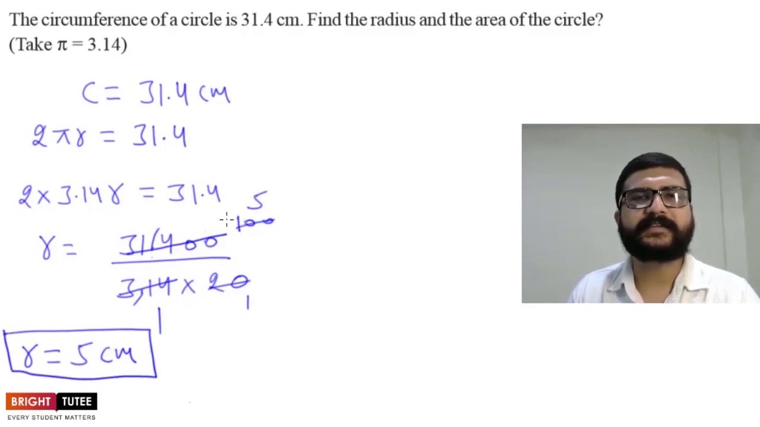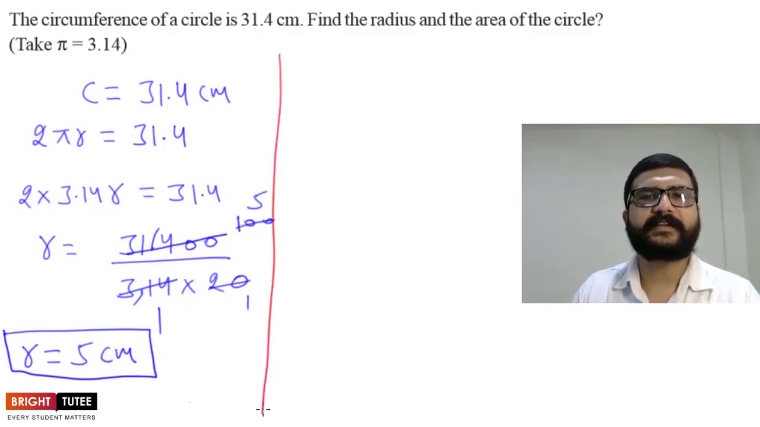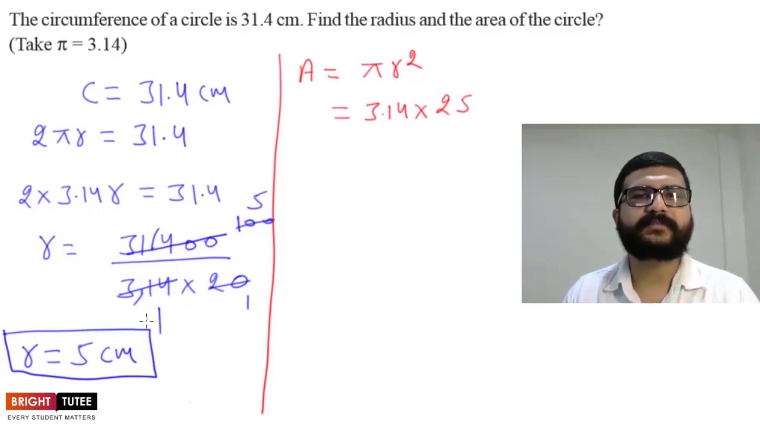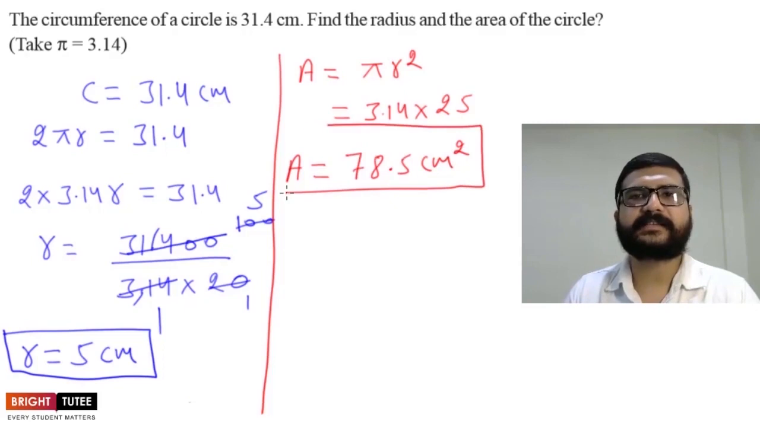Now using this radius, can we find its area also? Yes, we can find. So the radius is 5 centimeters. Therefore the area of the circle will be pi r square, and pi r square means 3.14 into r square, which means 25, because r square means 5 square and 5 square is 25. So therefore we will get the area is equal to 78.5 square centimeters. So this will be the area of the circle.